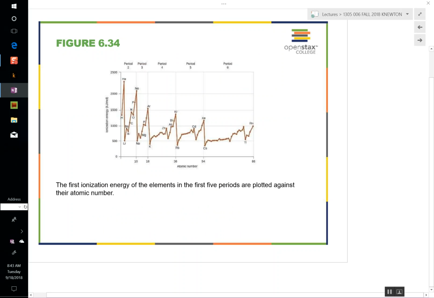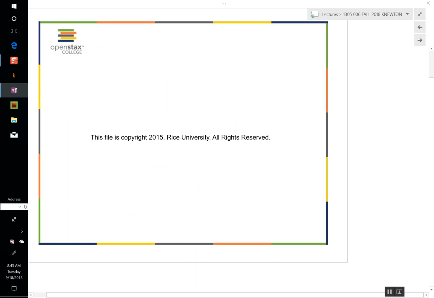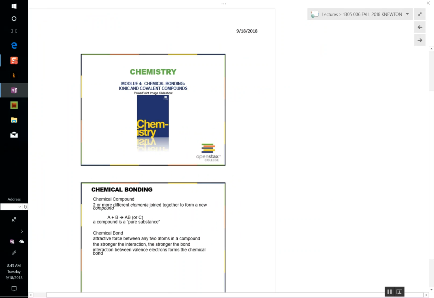Don't worry too much about that slide. It's talking about removing 1 electron, 2 electrons, 3 electrons. We don't need that level of detail.